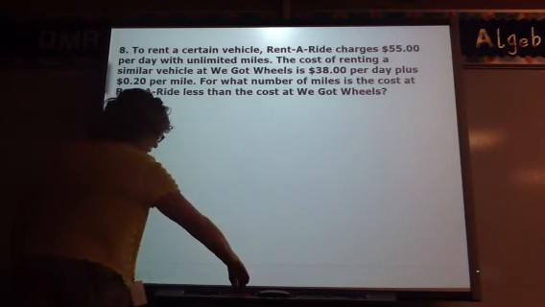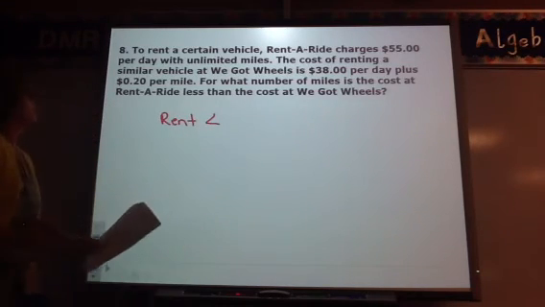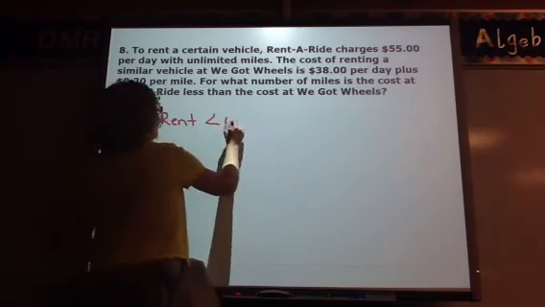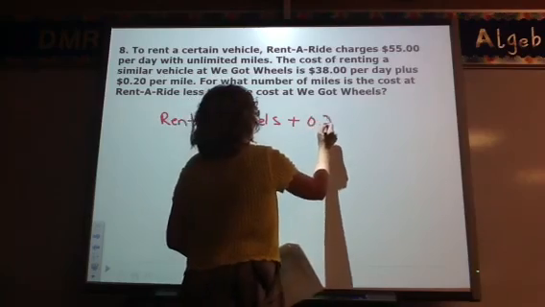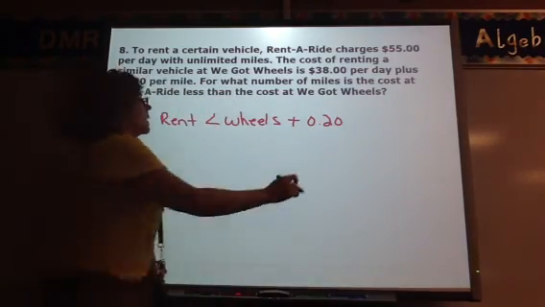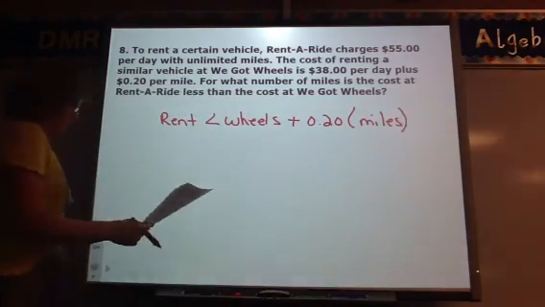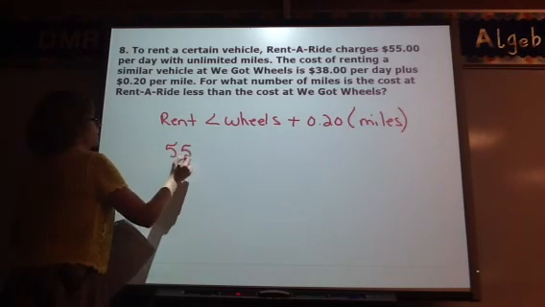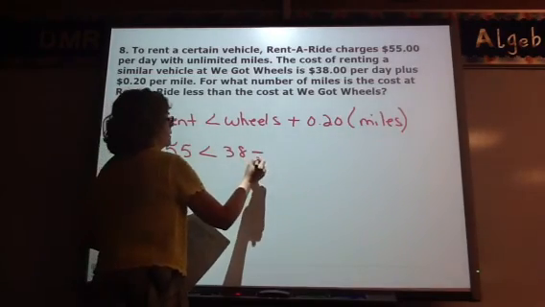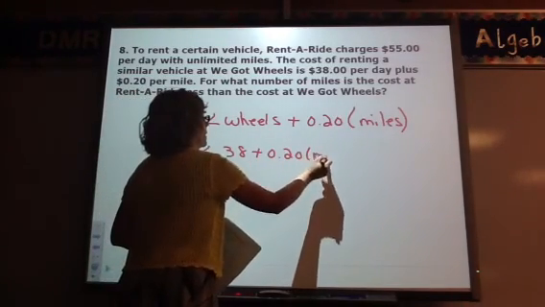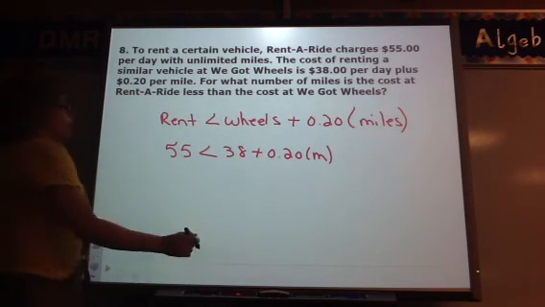Okay, after you read this, would you agree that the rent is less than the wheels plus the 20 cents times the number of miles? Okay, so we have the rent, 55. We have the wheels, 38, plus 20 cents times the miles. So we're solving for m here.